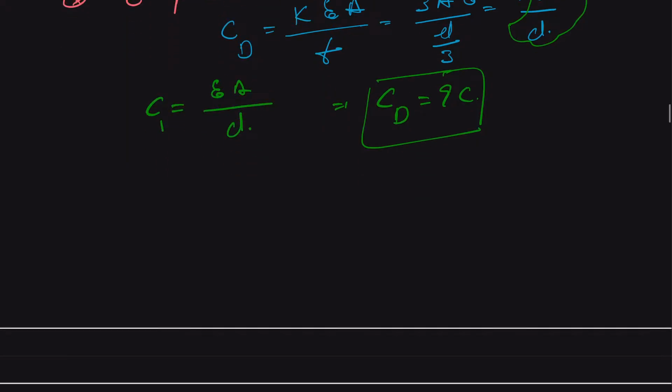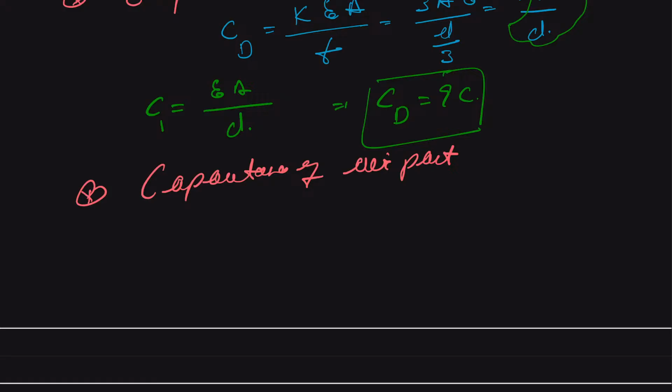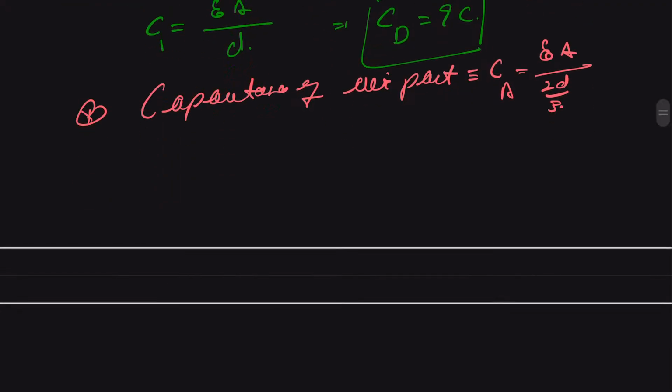And now we come to the air part. So the capacitance of the air part, let us call this C air, will be equal to epsilon A upon its thickness, which is 2d by 3, and therefore the capacitance because of the air will be 3 by 2 times epsilon A upon d, and this can be written as 3 by 2 times C.